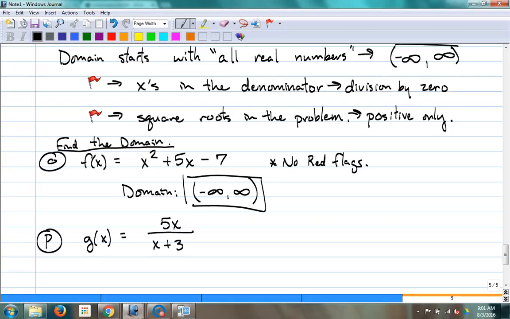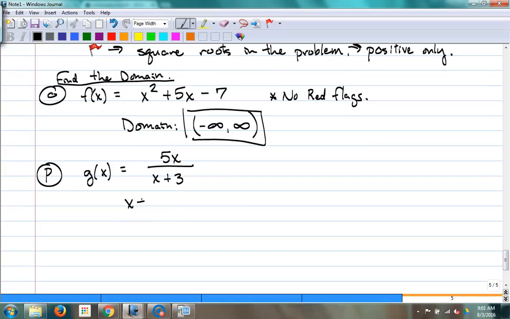Does this one have red flags? Yeah, x is in the denominator. And the reason that's a red flag is we can't divide by 0. So what we've got to look at is, okay, what would make this a 0? To make that a 0, we can set the denominator that has an x in it equal to 0 and solve it. We got a red flag right there. In your mind, you pop up a red flag when you see that x in the denominator. So I'm going to set that equal to 0 and solve it.